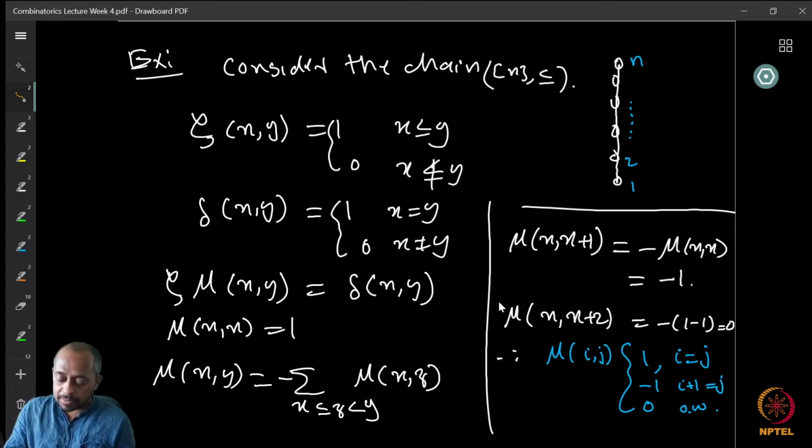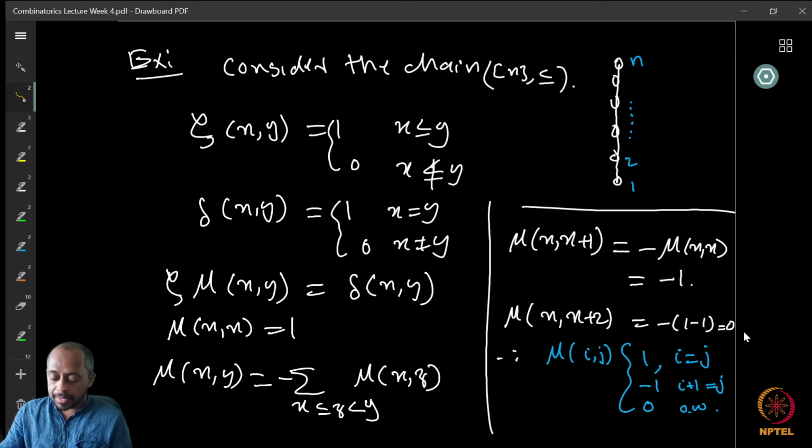Now what is mu of x comma x plus 2? Well, that is minus of, first is mu of x comma x, which is 1, then the second term is this, which is minus 1, and then that's it. So this is minus of 1 minus 1, which is 0.